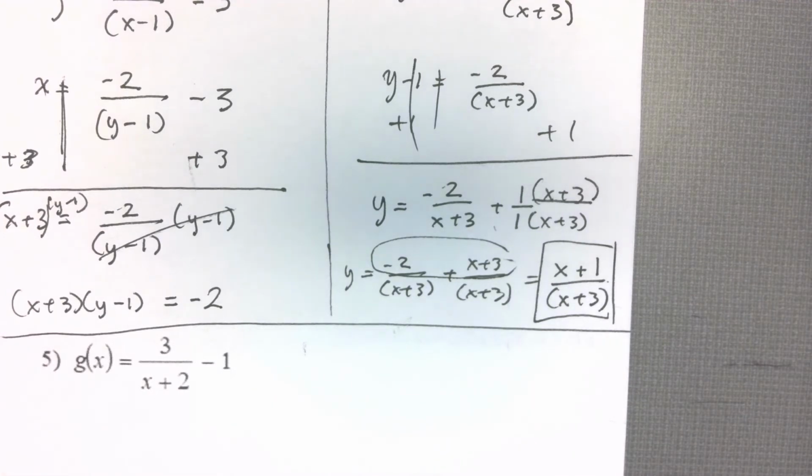Let me show you in Desmos, okay? Oh, this is just one baby step. One baby step. Okay, let me show you. The equation was y equals -2 divided by x plus 3, and then plus 1. That's what the graph looks like. And then y equals x plus 1 divided by x plus 3. Can you see that the blue is right on top of the red?